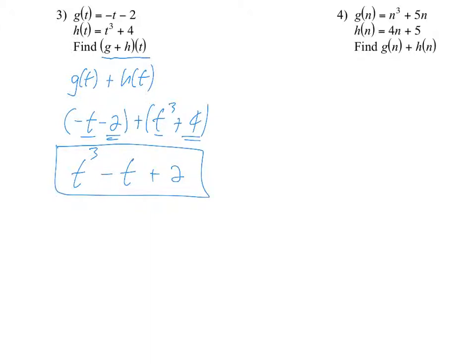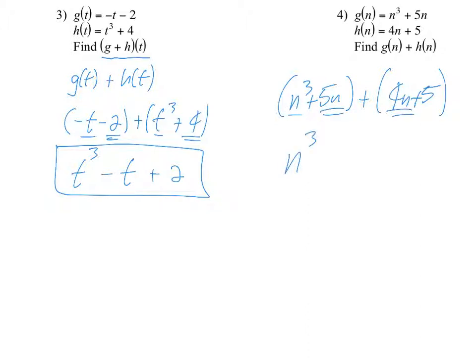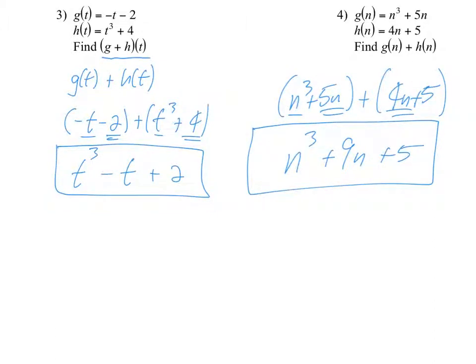Same idea here, g of n plus h of n. So g of n is n cubed plus 5n, plus h of n, which is 4n plus 5. N cubed, 5n plus 4n is positive 9n, plus 5. So g of n plus h of n gives us n cubed plus 9n plus 5.